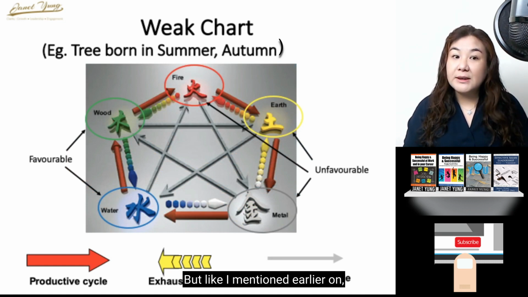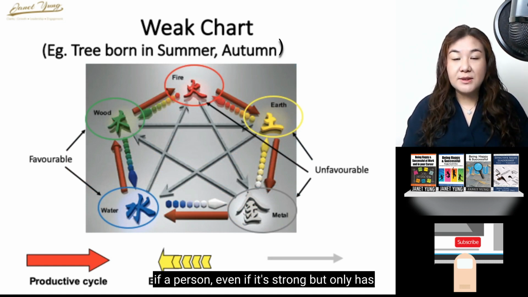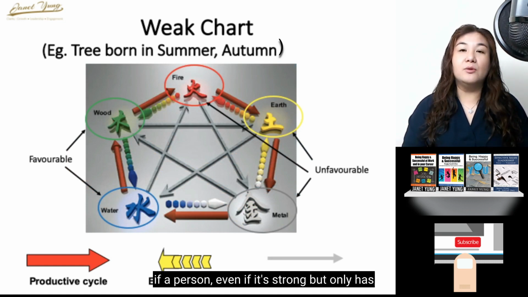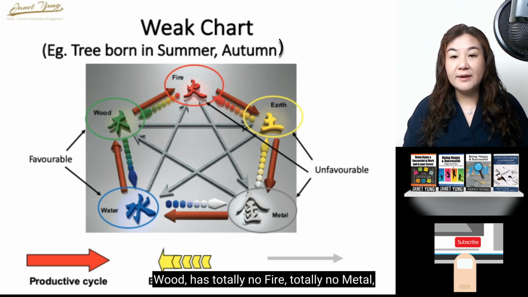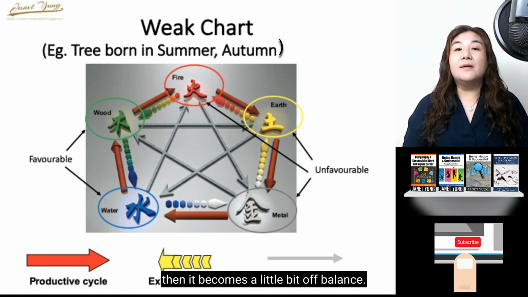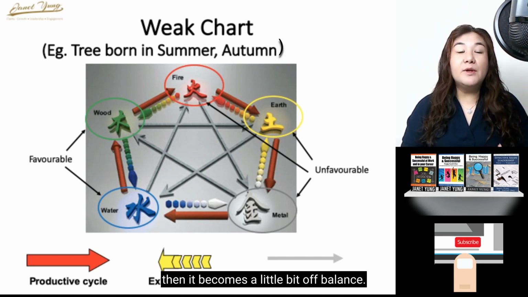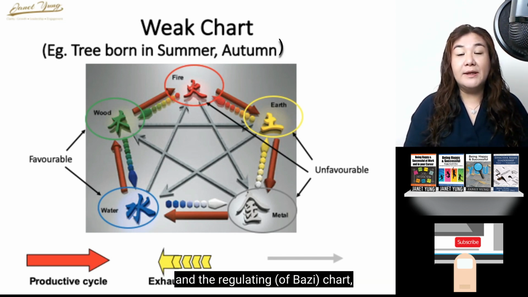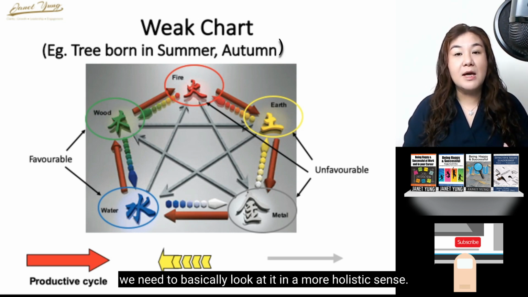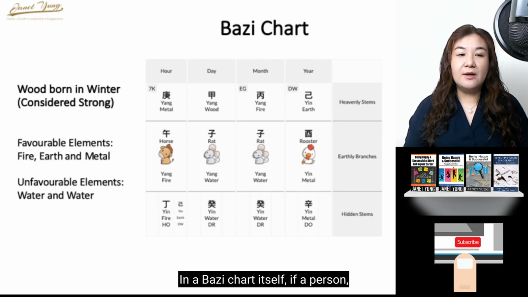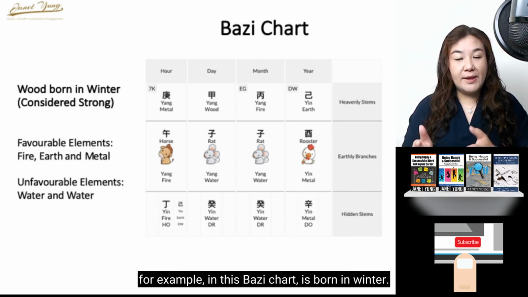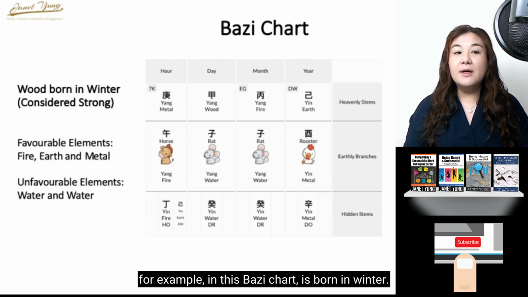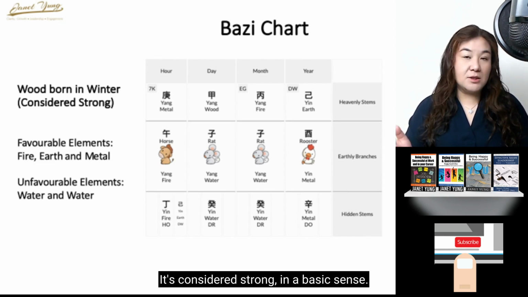But like I mentioned earlier on, if a person, even if strong, only has wood, has totally no fire, totally no metal, then it becomes a little bit off balance. So therefore, when we look at favorable elements and regulating a chart, we need to look at it in a more holistic sense. In a Bazi chart itself, if a person, for example in this Bazi chart, is born in winter, it's considered strong in a basic sense.